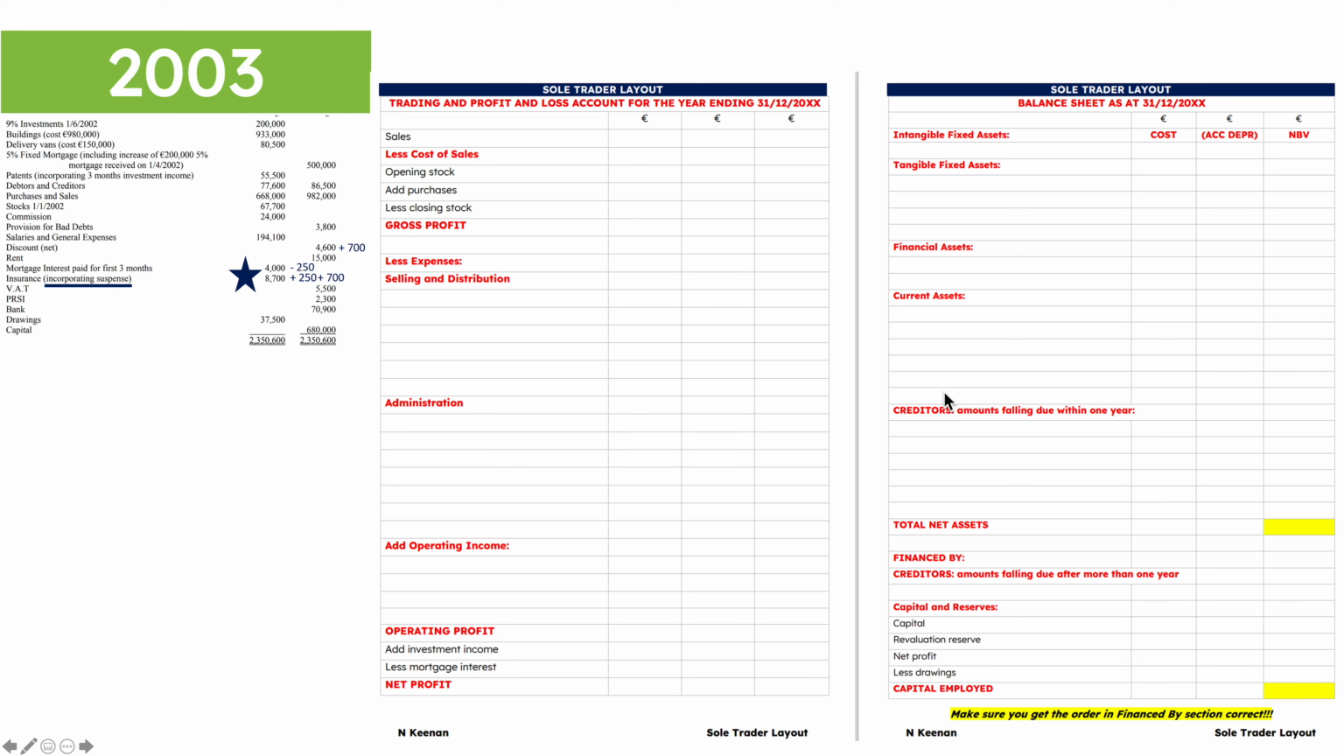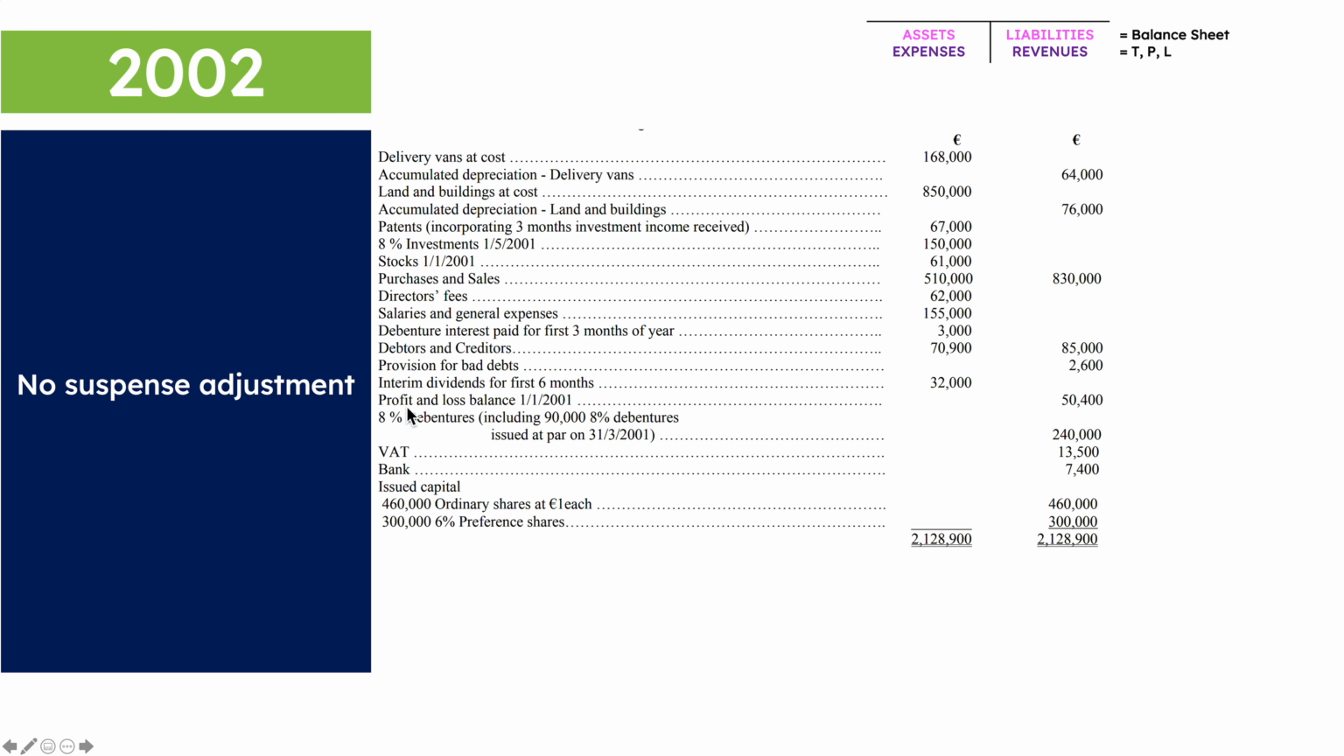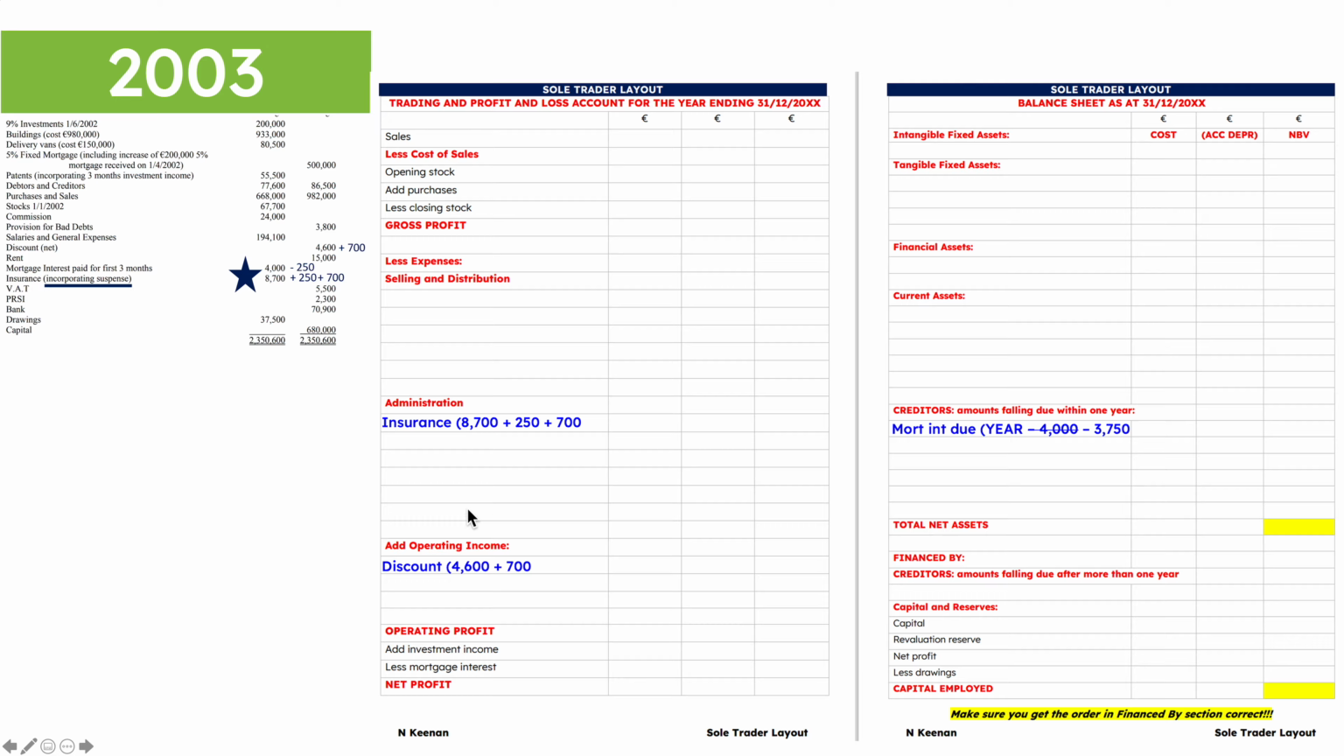So this is how this is going to look. You've got discount received 4600 plus 700. You've got mortgage interest paid, it's the amount for the year minus 3750 instead of the 4,000. And you have insurance 8700 plus 250 plus 700. Now then, in 2002 there was no suspense adjustment.